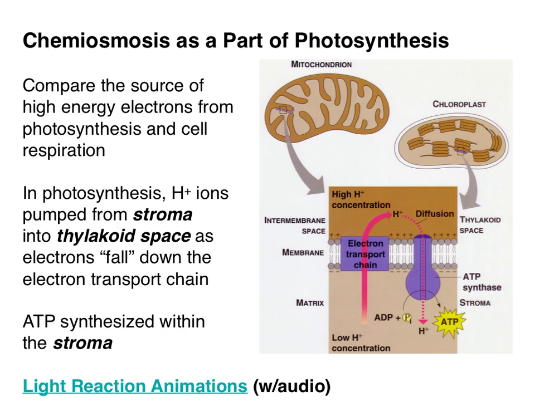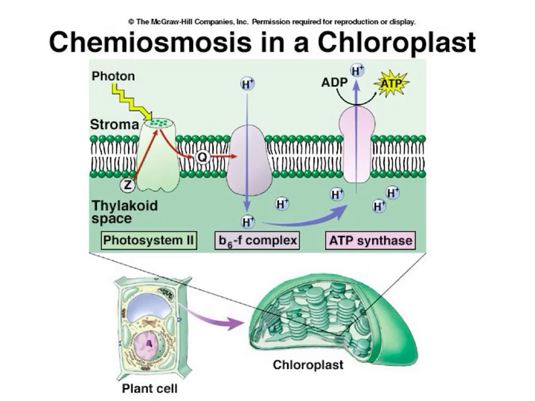And then as those protons move up into the thylakoid space, they will eventually move back down through that thylakoid membrane, through an ATP synthase, and that proton gradient's energy harnessed to synthesize ATP. So this picture shows that process in a little bit more detail.